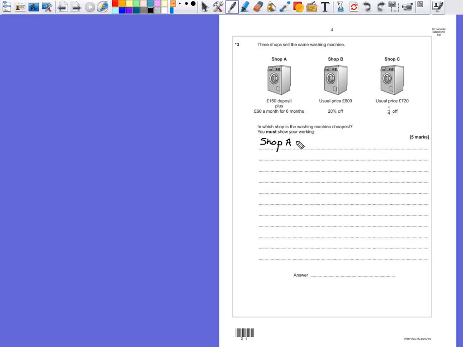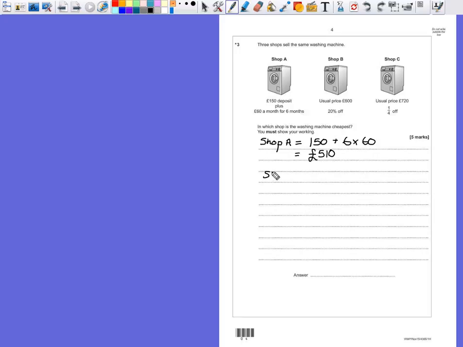So for shop A, we have a £150 deposit. So we know it's at least £150. Plus £60 a month for 6 months. So this is going to be add 6 lots of 60. 6 times 60 is 360. Add 150 means for shop A, the washing machine is £510.